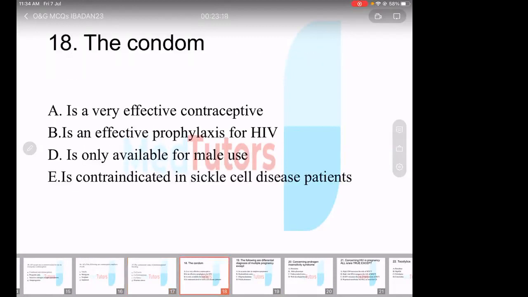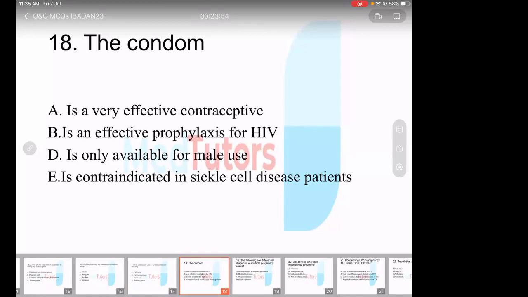Then question 18, A, the condom is a very effective contraceptive. B is an effective prophylaxis for HIV. D is only available for male use. Okay, we missed the option C. Then E is contraindicated in sickle cell disease patients. So of course, it has not said whether one is wrong, so you are supposed to figure out the odd option.